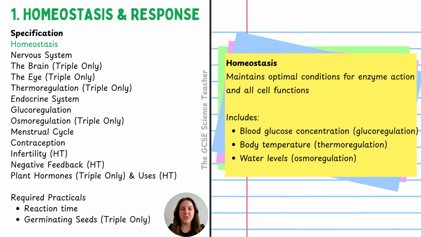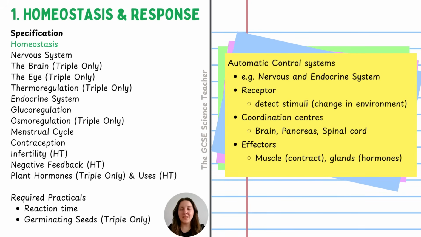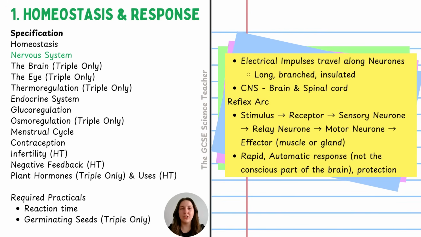Homeostasis maintains optimal conditions for enzyme action and cell function, and it controls blood glucose concentration, body temperature, and water levels. Automatic control systems include the nervous system and the endocrine system. A receptor is a type of cell which detects a stimulus, and this is a change in the environment. Coordination centers include the brain, the pancreas, and the spinal cord, and effectors include muscles which contract and glands that release hormones.